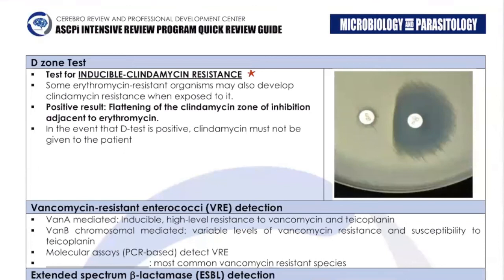Actually, may isang version ng tanong dito. D-test positive daw yung organism. How do we report it? The organism is D-test positive. How do we report it? So, pag D-test positive, we report it as erythromycin resistant and clindamycin resistant. Okay? If the organism is D-test positive, we report it as erythromycin resistant and clindamycin resistant. Okay?